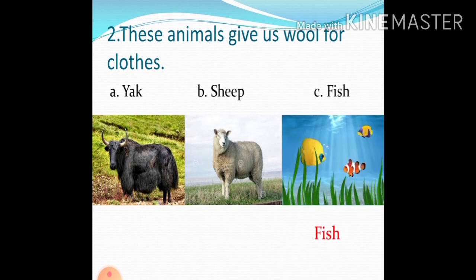Why are we circling the wrong answers? Because we have to find out the odd one out. So fish is the odd one. Sheep and yak both give us wool. Fine. So let's see the last one.